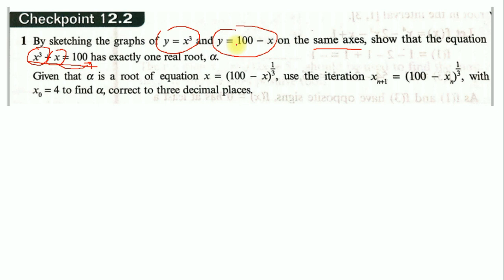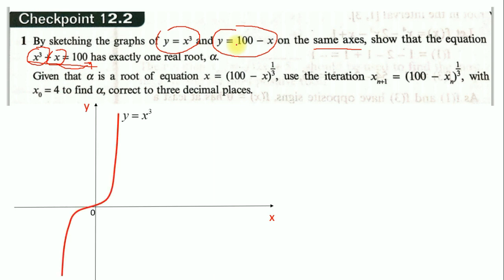So I hope you can still remember what you learned in the graphical method. First you sketch y equals x power 3. You sketch the axis. You will get y equals x power 3 as shown in the diagram. Then we will draw y equals 100 minus x. It's a linear graph, a straight line. You get 2 points and you use a ruler. You get this.